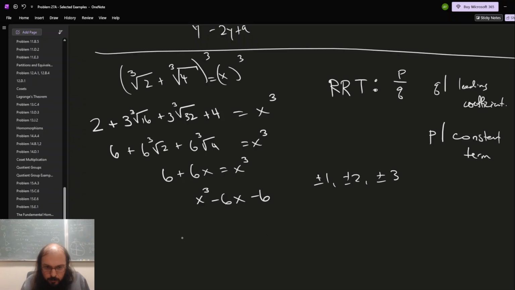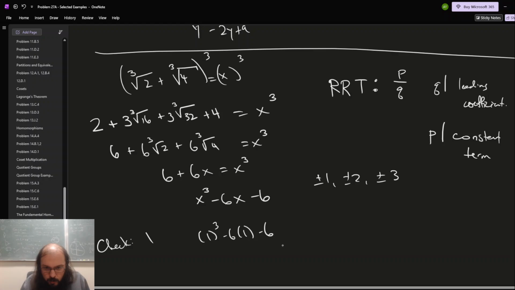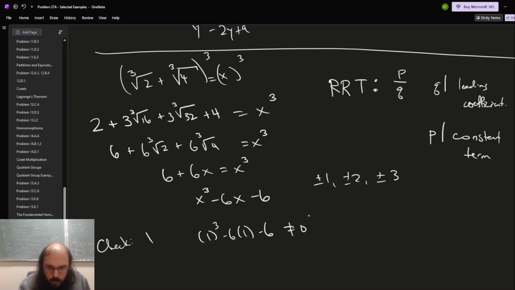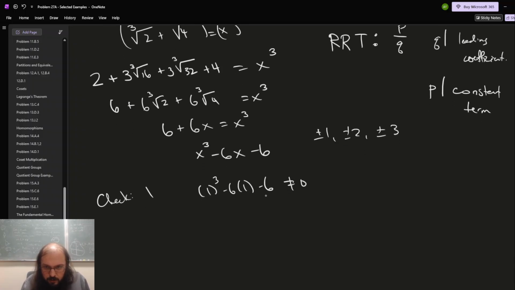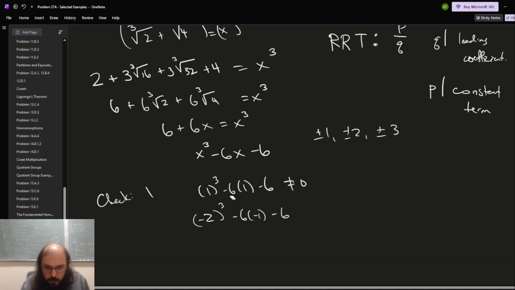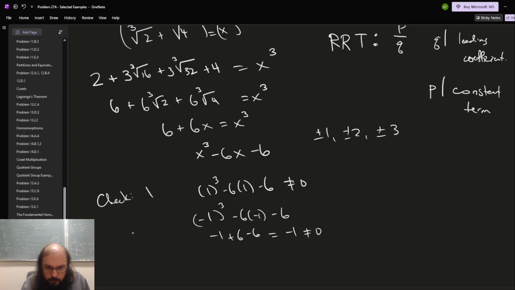So for 1, we have 1 cubed minus 6 times 1 minus 6. Clearly doesn't work, right? We don't have to do all the math, I can just see this is very negative. For minus 1 cubed, minus 6 of minus 1 minus 6. I wrote minus 2. Oops. Minus 1. This is minus 1 plus 6 minus 6, which is equal to minus 1, not 0. Sorry, I didn't label that attempt.